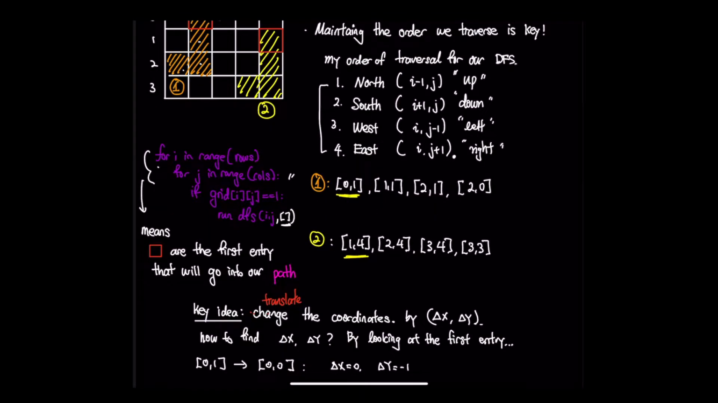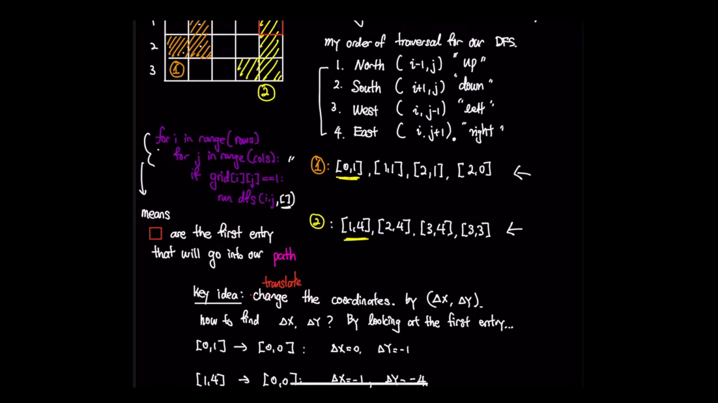So if you look at these two guys, how can we determine whether they are distinct or not? That's the key idea for this problem. And my way of doing this is we translate all these coordinates so that we are looking at whether they are exactly the same or not. And how do you do that?